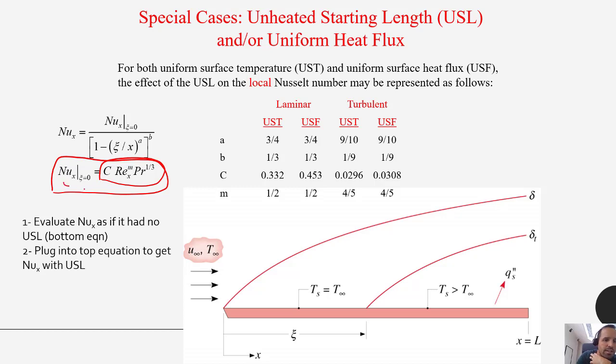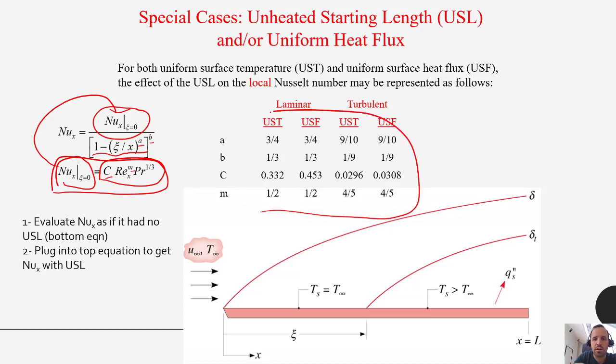Then you take this number, which is just an evaluation of the Nusselt number assuming that your unheated starting length xi is 0, and plug that into the top. Then you account for that unheated starting length by plugging things into this correlation below. You notice these different parameters, A, B, m, and C. You can look up what those parameters are using a table like this on the right. It depends on whether your flow is laminar or turbulent and whether you have a uniform surface temperature or uniform surface flux, which would be the plate condition, and then you would apply the unheated starting length here.